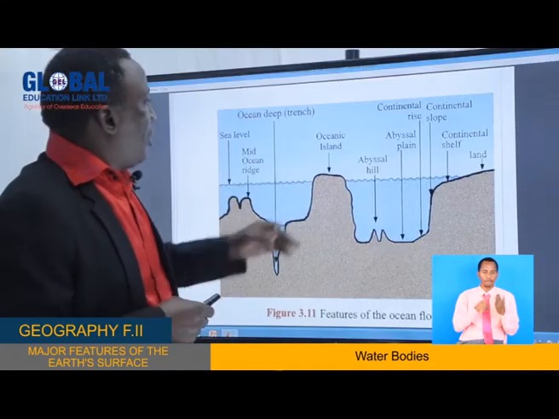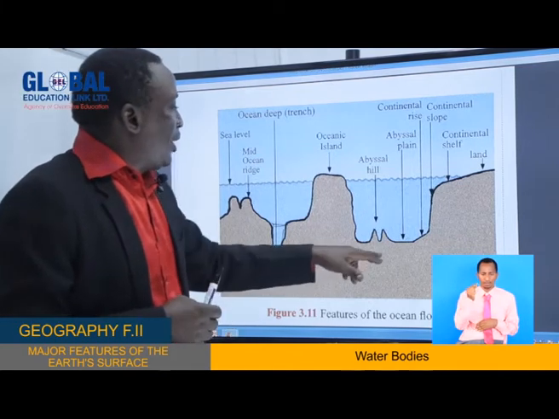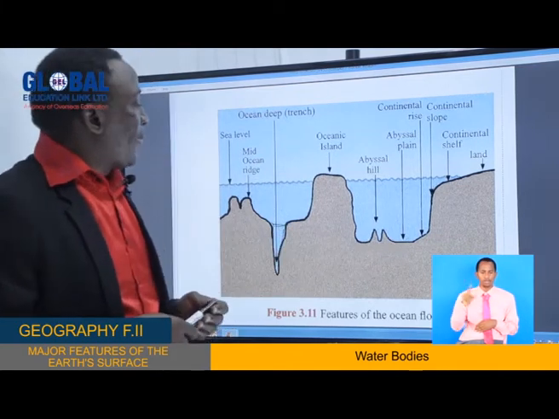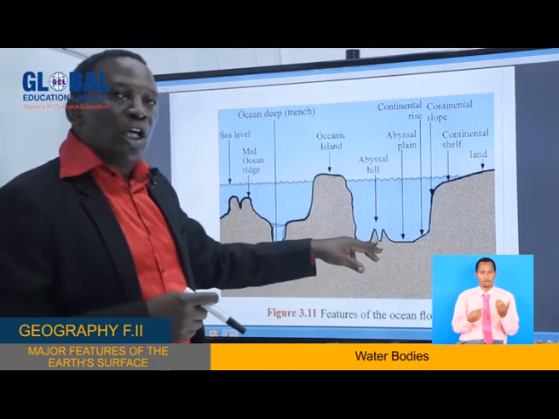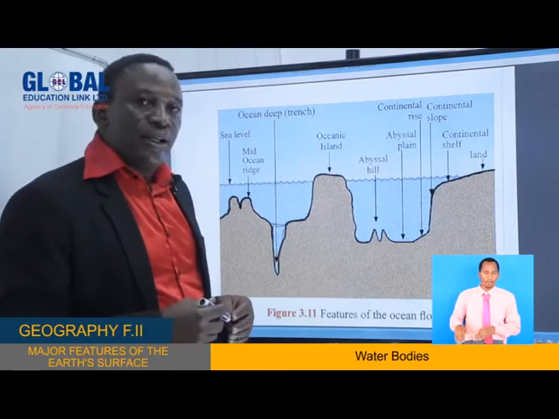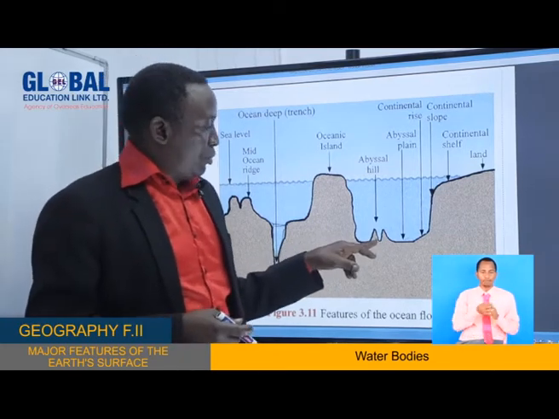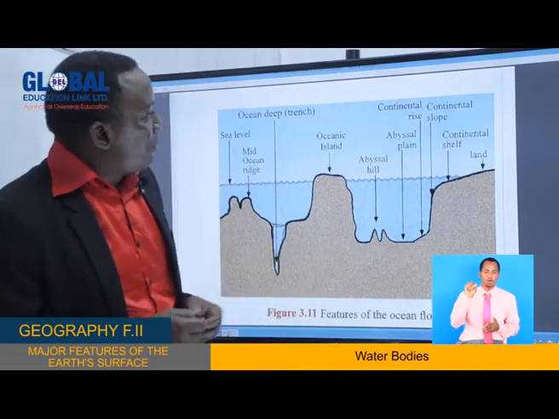The last here, we have the hills. These are the raised land on the ocean floor. They are formed due to the deposition of organic and inorganic matter, like the accumulation of coal. This can form the hills.